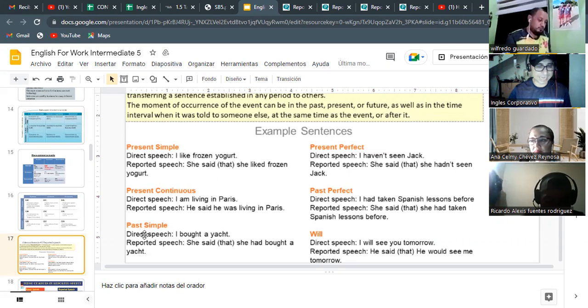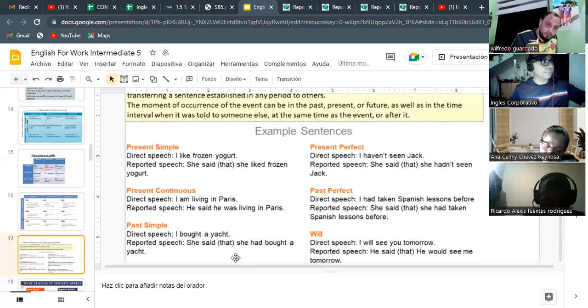Simple past. This is different. So if the direct speech is in simple past, for example, I bowed a judge. Oh, that would be good. I bowed a judge. The reported speech is going to be like this: She said that she had bowed a judge. So we are going to transform that into past perfect. She had bowed a judge. So it's another tense behind.